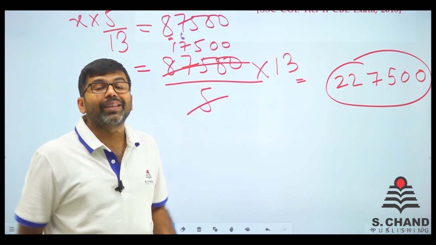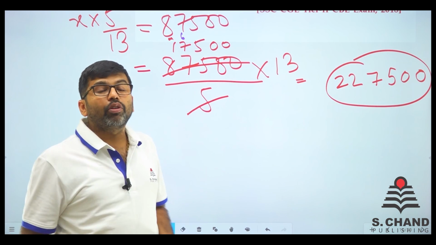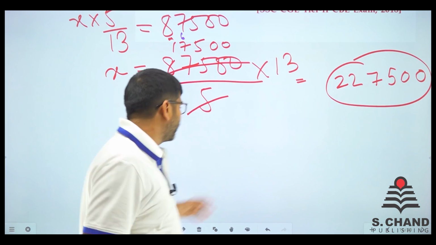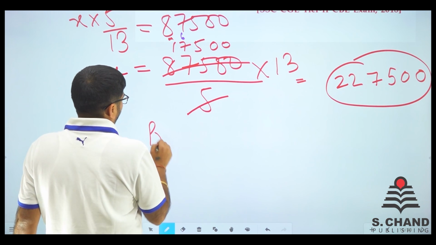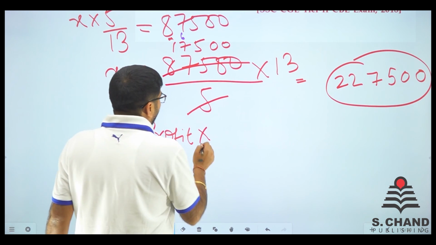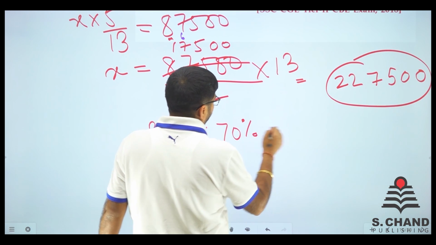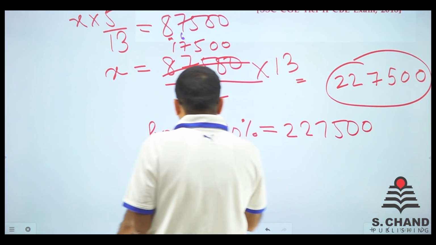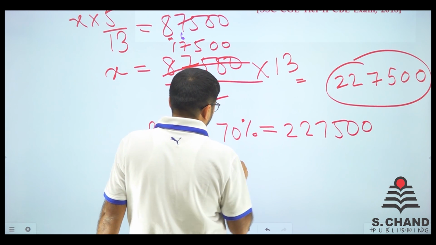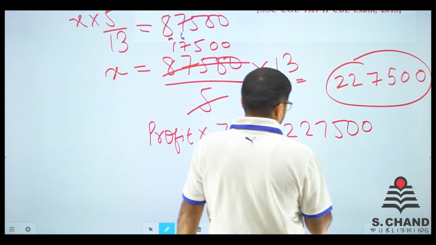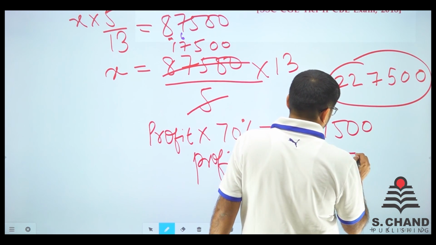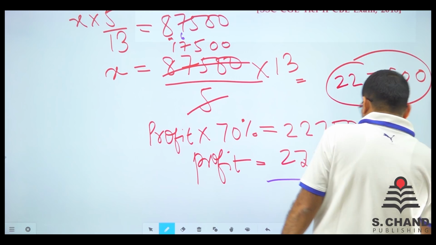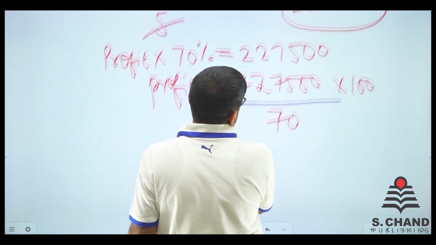But that total profit is still the 70%, right? Because 30% was reinvested. So this is 70% of the total profit. So final profit into 70% of that profit is equal to 227500. So final profit, what we require is 227500 divided by 70 into 100, if you remember like that. So just divide this by 70.